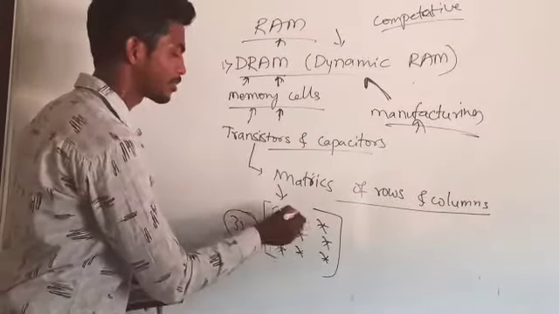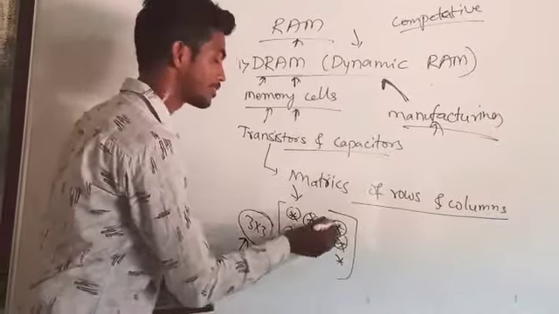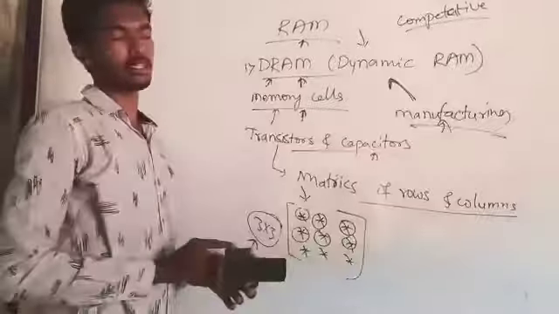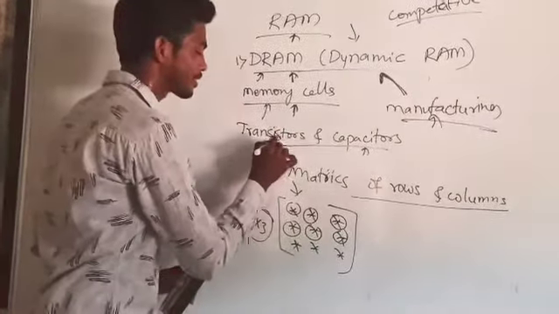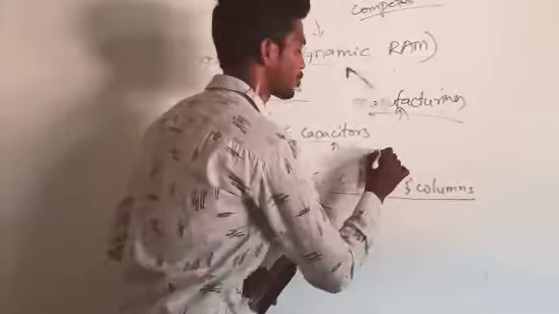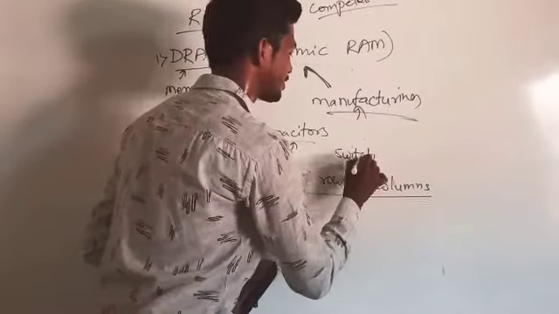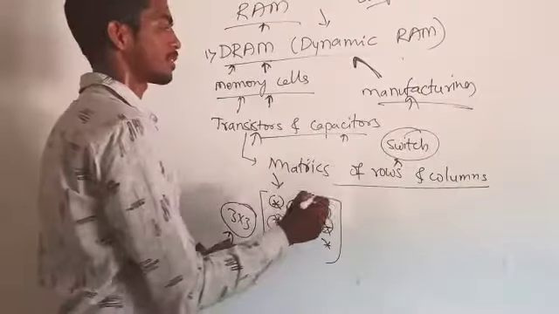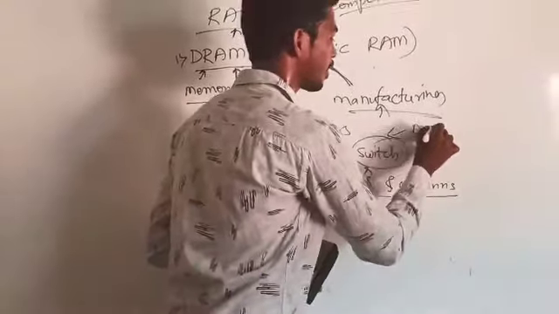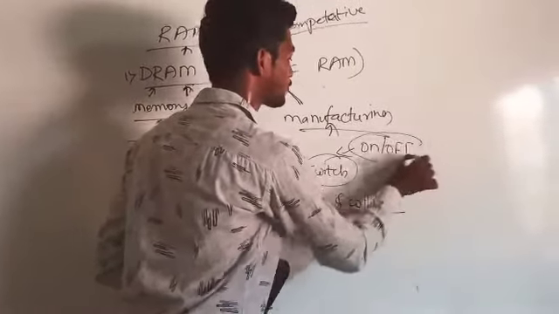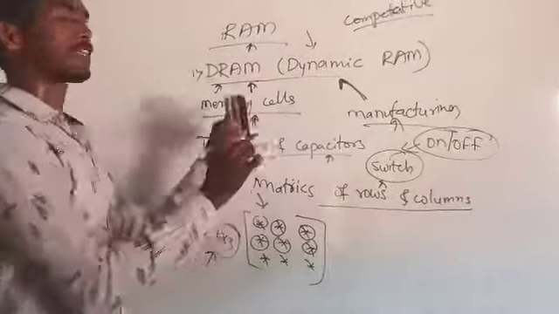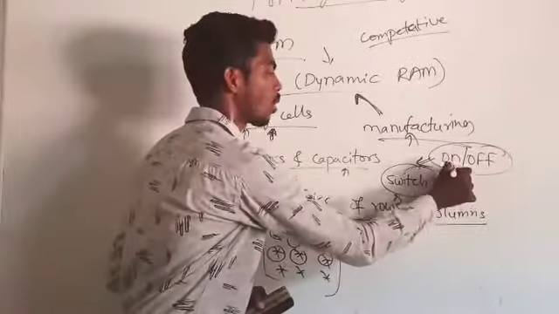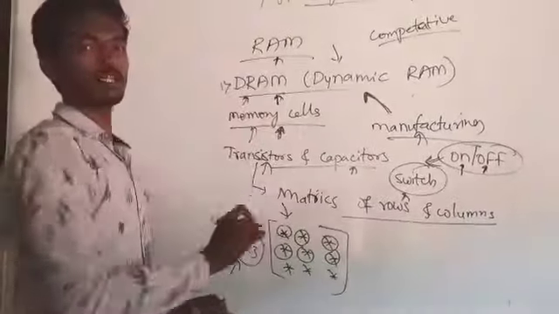These stars represent the transistors, and each transistor is paired with one capacitor in a memory cell of a DRAM, where the transistor works as a switch. It is used to turn a particular memory cell in a DRAM on or off, acting as a switch for switching on and switching off a particular memory cell.